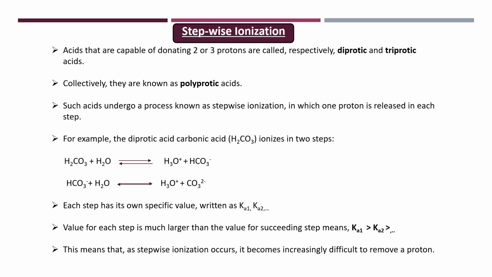In the first step, H2CO3 donates a proton to H2O and converts into HCO3− ion. In the next step, HCO3− ion donates a proton to water and converts into CO3 2− ion, which is carbonate ion. Each step has its own specific value written as Ka1, Ka2, etc. The value for each step is much larger than the value for the succeeding step, meaning Ka1 is greater than Ka2, Ka2 is greater than Ka3. This means that as stepwise ionization occurs, it becomes increasingly difficult to remove a proton.